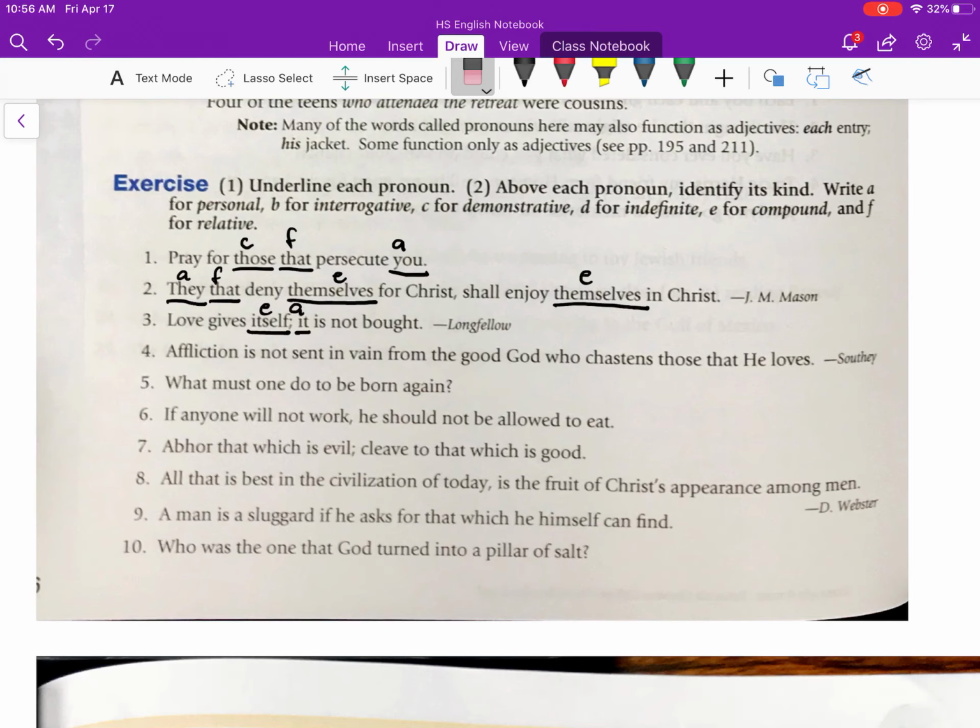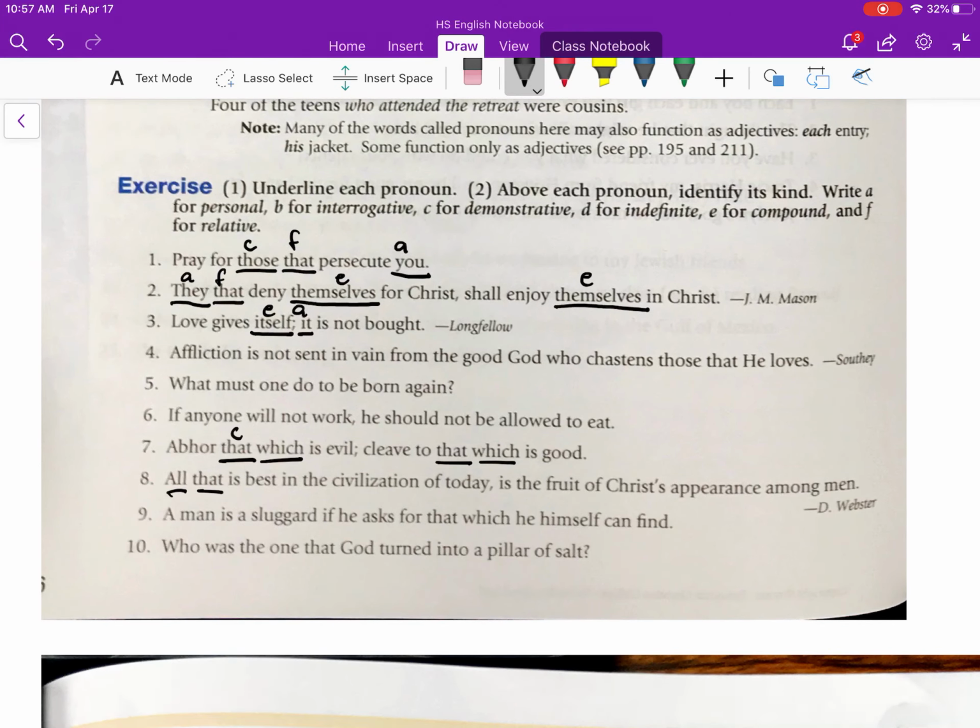And so let me show you what I'm talking about here. If we go to number 7, we've got this: abhor that which is evil, cleave to that which is good. And then down here for number 8, we have all that is best in the civilization today is the fruit of Christ's appearance among men. Okay, so let's go back up here to number 7. In this case, we have the word that operating as a demonstrative pronoun, which points out the person or thing referred to, and then the word which is operating as a relative pronoun.